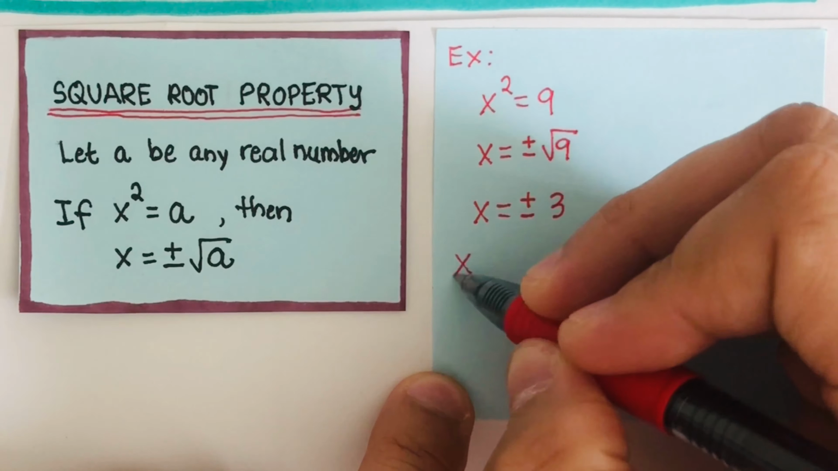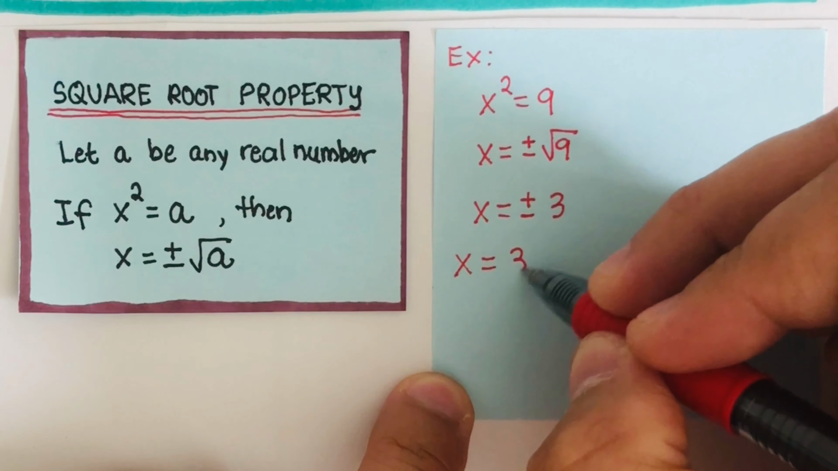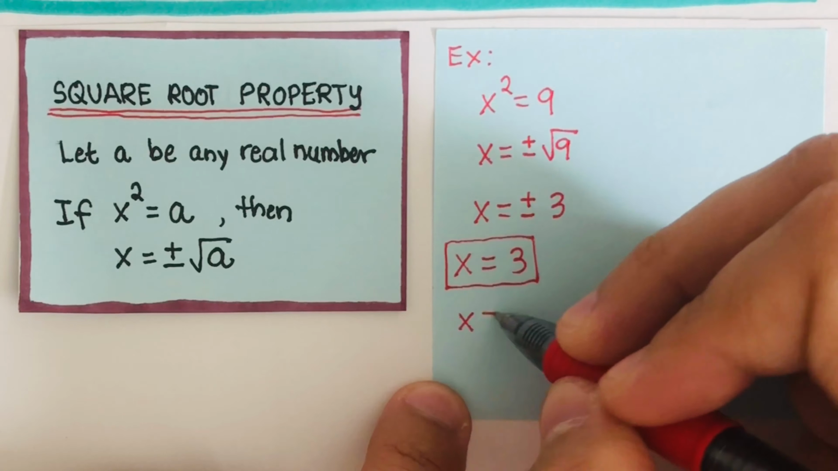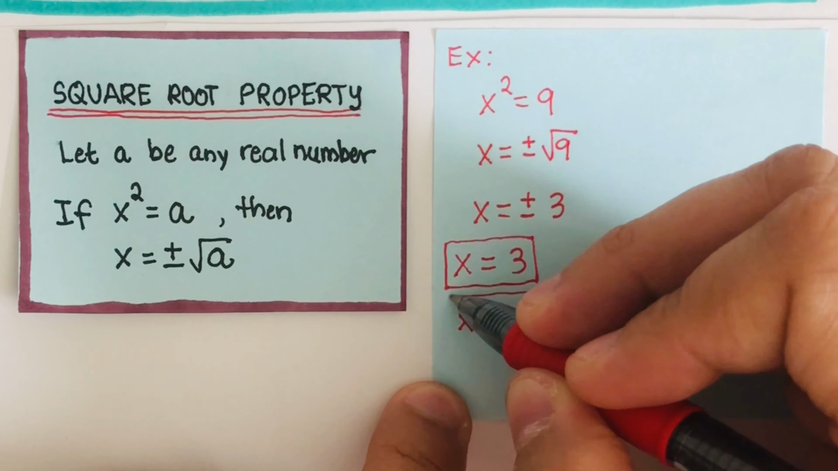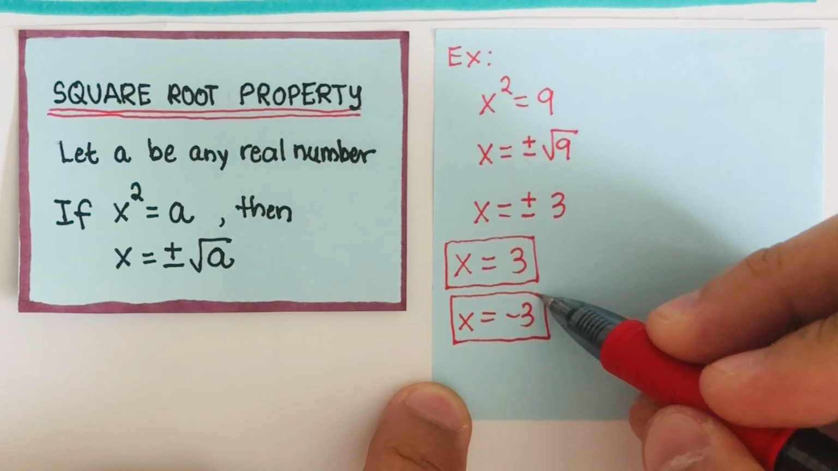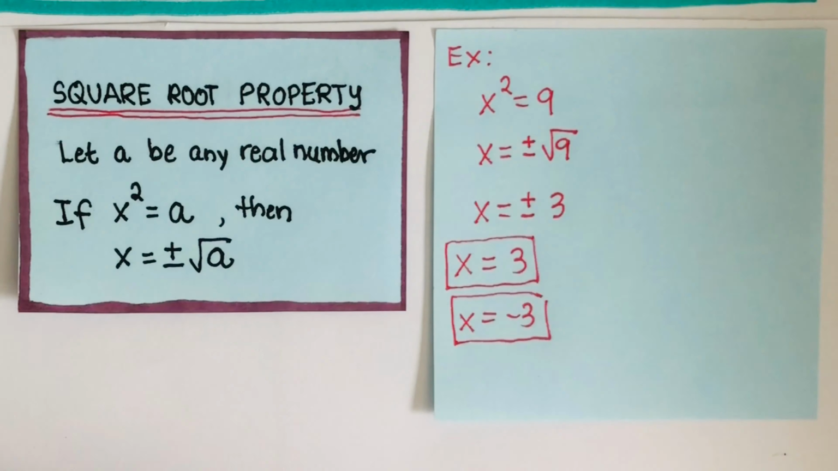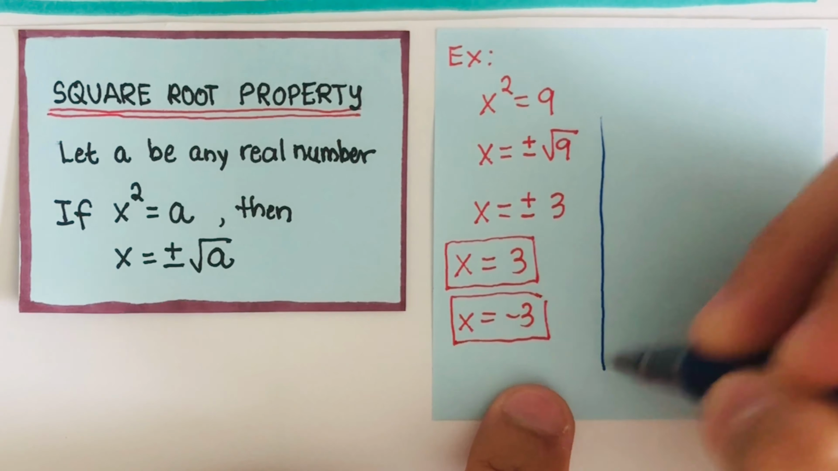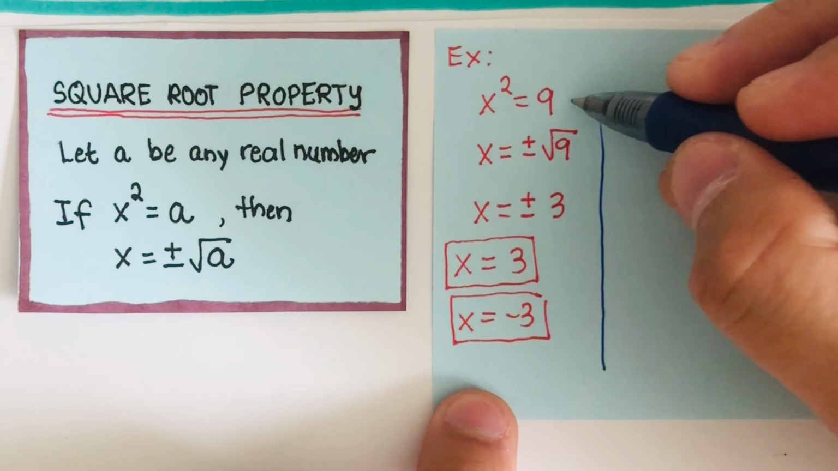So x is plus minus 3. Pretty much x is equal to positive 3, that's the first solution, and the other solution is x is equal to negative 3. So there are two values that would work for this equation. Now let's check if these two solutions work in the original equation.